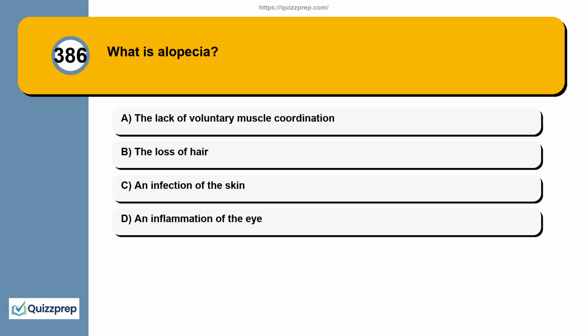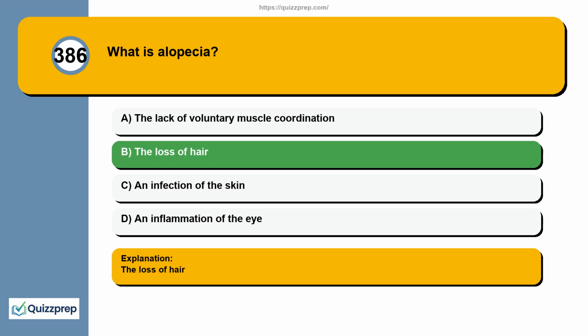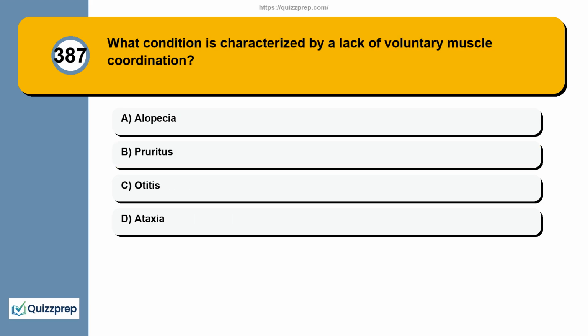Option A, the lack of voluntary muscle coordination. Option B, the loss of hair. Option C, an infection of the skin. Option D, an inflammation of the eye. The correct answer is option B, the loss of hair. Question 387. What condition is characterized by a lack of voluntary muscle coordination?